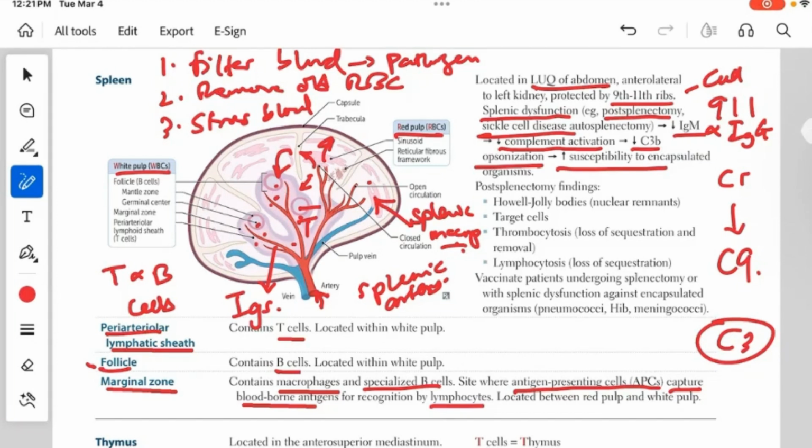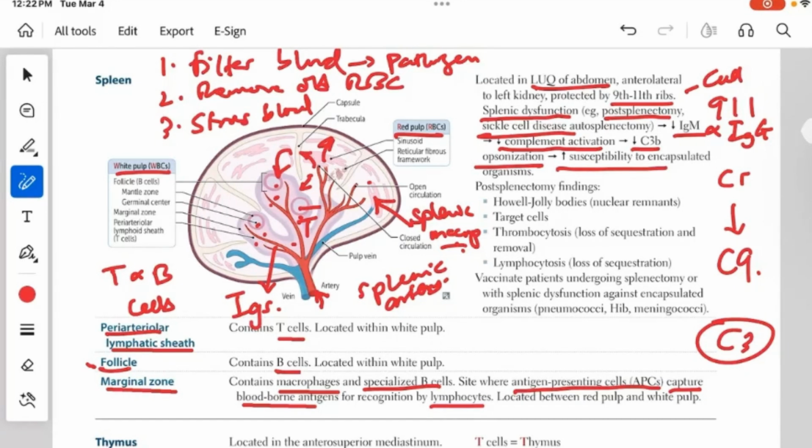Now, why am I mentioning all of this? It's important because you could get questions that will test you on different aspects of this. They could ask you what will happen if someone doesn't have a spleen. What are the kind of organisms they can come down with? What is the pathologic process that can happen in asplenia or in post-splenectomy patients?